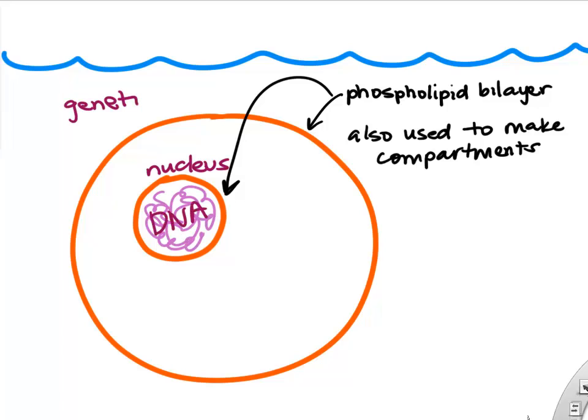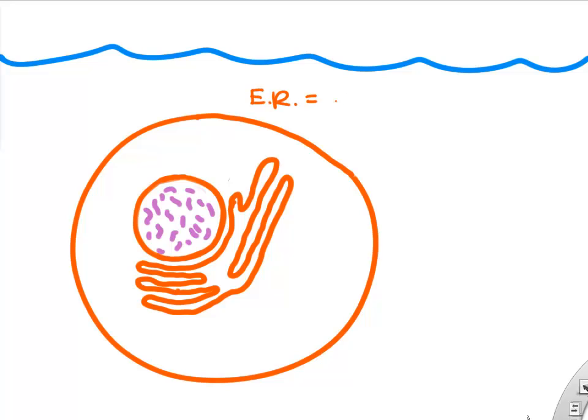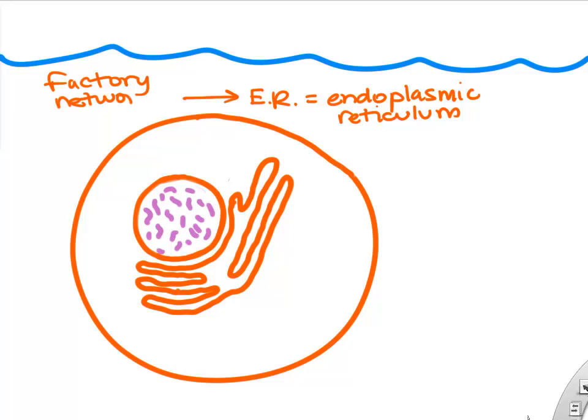Okay, so the nucleus is famous for containing our genetic information called DNA, and sometimes the DNA is organized into chromosomes. So those things would be found in our nucleus. There's also a compartment found around the nucleus called the endoplasmic reticulum. I like to think of it as a factory network because it builds stuff. So it may build lipids, it may build carbohydrates that the cell needs.